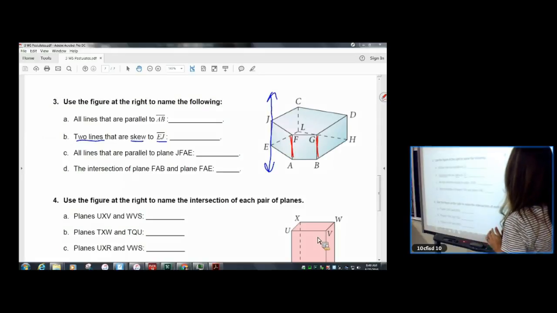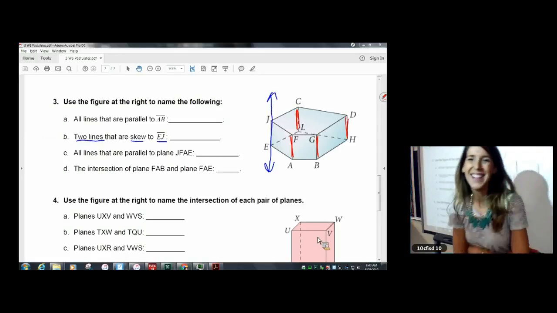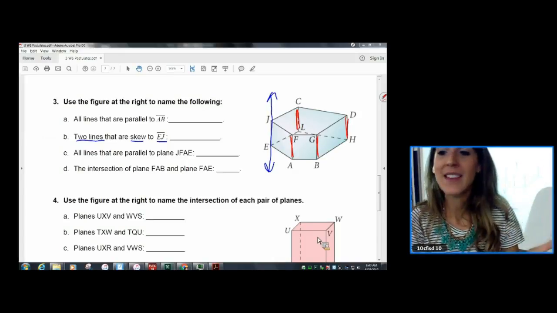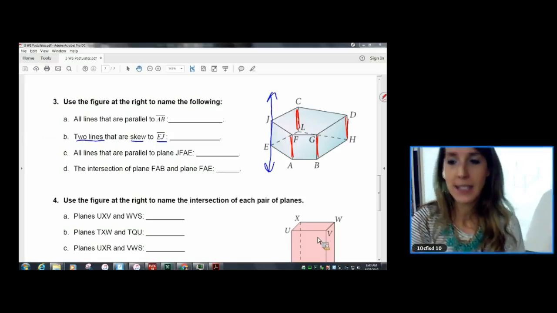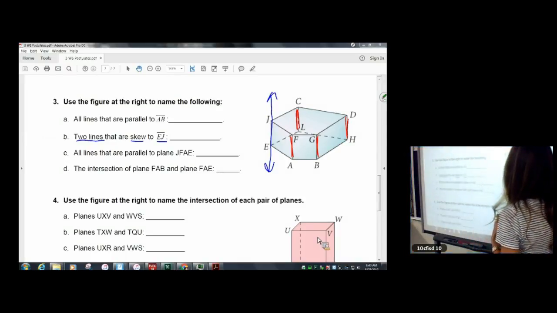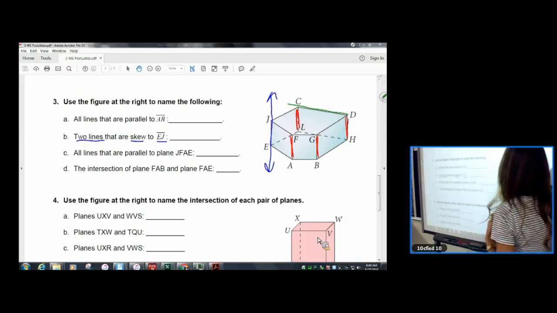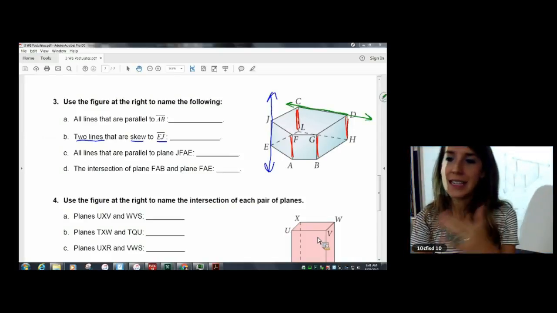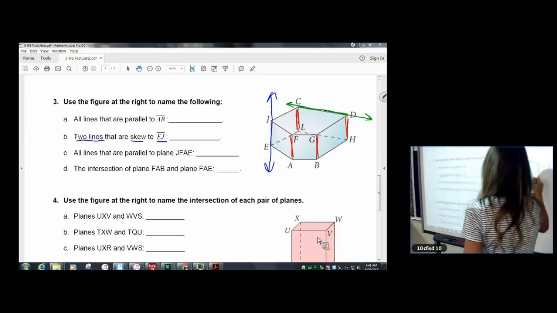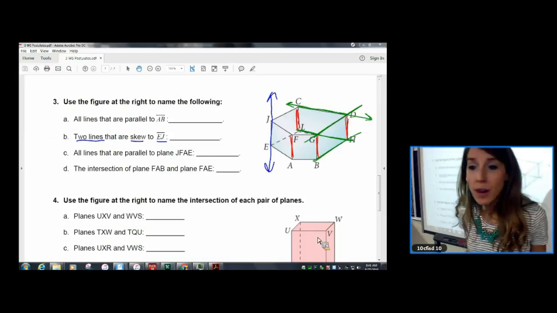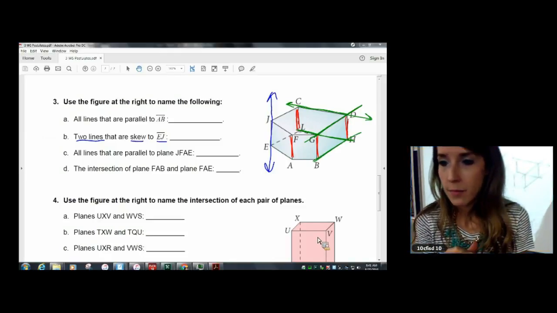Don't pick it, don't pick it, don't pick it, don't pick it. Don't name any of those. Those wouldn't be skew. We can't pick anything that's going to hit JE. So we can't pick CJ or FJ. We need to pick something. I'll do green for the right answer. We need to pick something that for all of eternity is never going to hit the blue line, but it needs to be going in a different direction. So CD would work, LH would work, GD would work, BH would work, AB would work, FG would work. Those are all good ones. Okay?